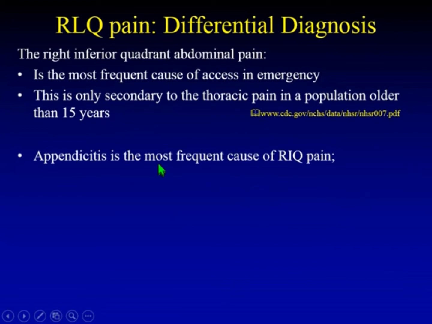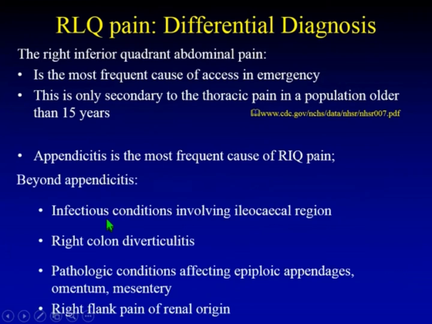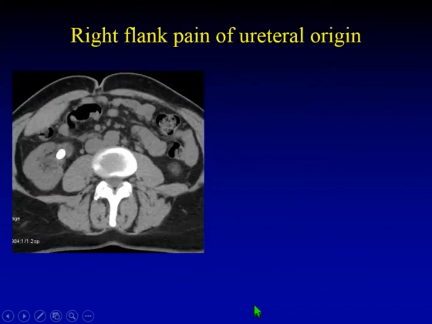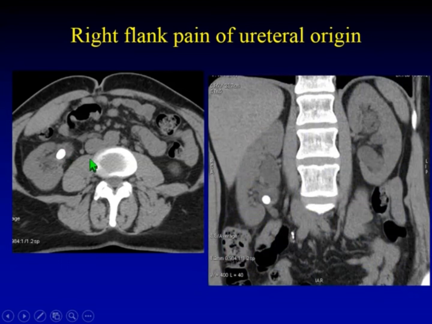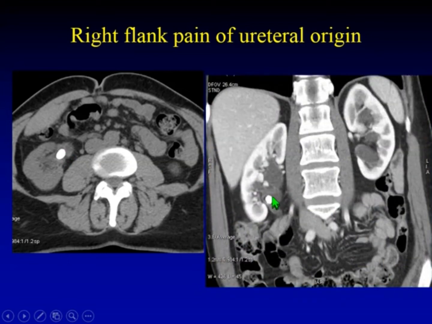Appendicitis is the first cause, but we may also have infectious conditions of the intestine, right colon diverticulitis, pathologic conditions of the omentum and mesentery, and pain of renal origin. Just to speak about urolithiasis, a very easy image in the coronal plane. This is a contrast enhanced CT of the same patient.